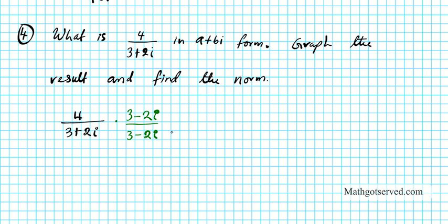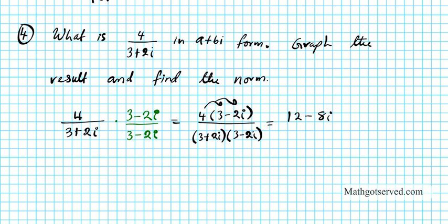Alright? So multiplying across, we're going to have 4 times 3 minus 2i divided by 3 plus 2i times 3 minus 2i. So now we have a multiplication problem. So we just multiply. Distribute this 4 to these two numbers. So it's going to become 12 minus 8i on the numerator. And then on the bottom, we just distribute like we did on the previous problem. Alright, just first, outer, inner, last, or you can FOIL it out. Okay? So let's go ahead and do that.